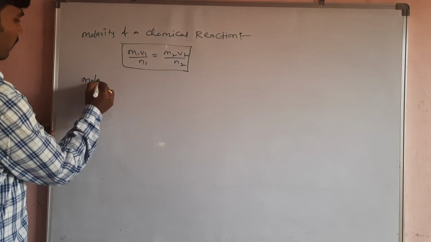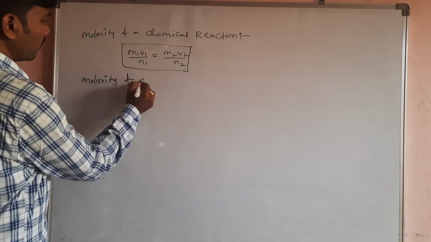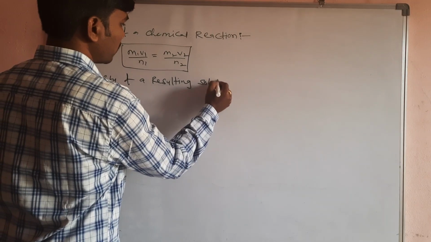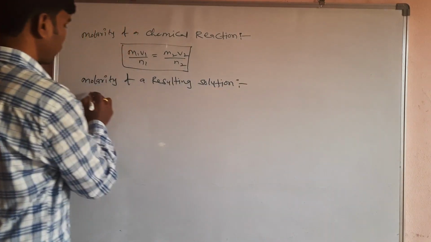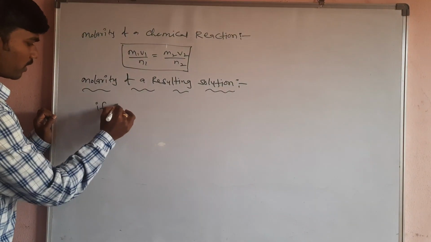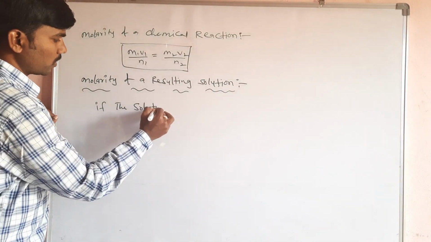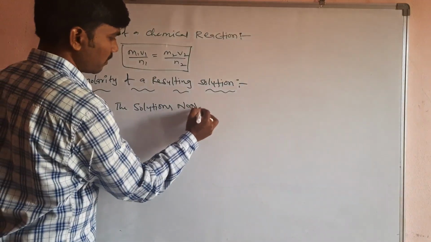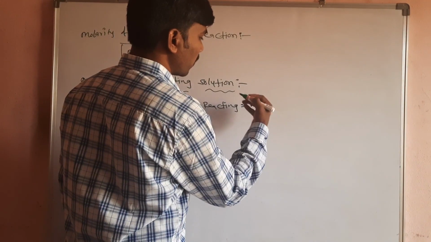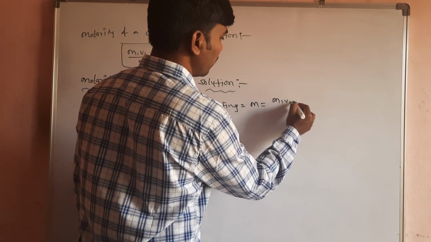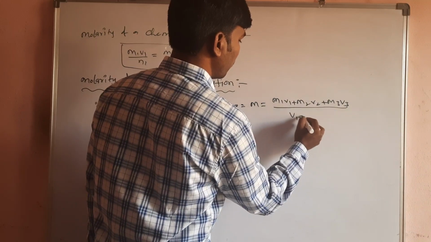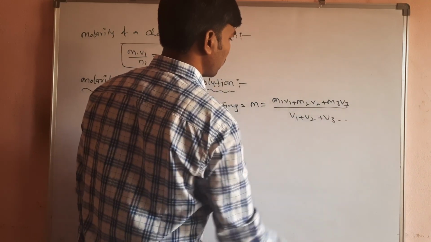Now, molarity of a resulting solution. If the solutions are non-reacting, then the molarity of the resultant solution is M equal to M1V1 plus M2V2 plus M3V3 upon V1 plus V2 plus V3, and so on.